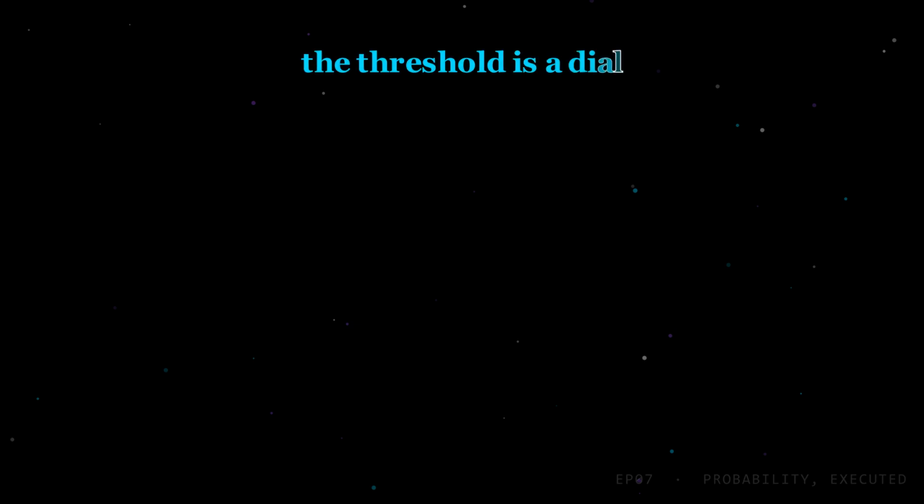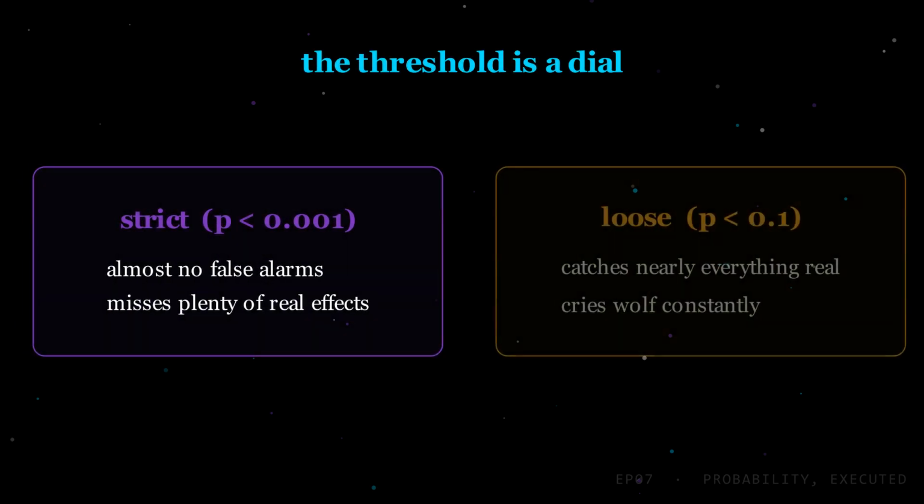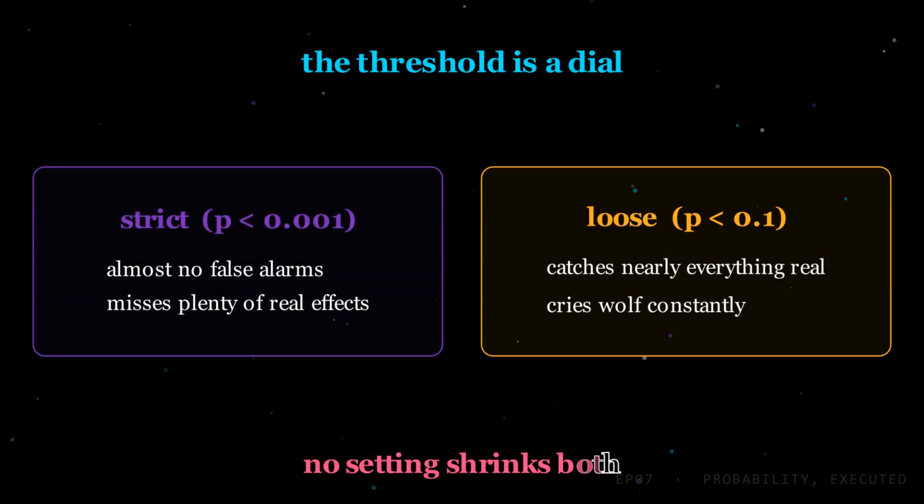Now here's the part that makes it a trade-off rather than a checklist. Your significance threshold is a dial. Turn it strict, demand P below 0.001, and you almost never raise a false alarm, but you'll now miss plenty of real effects. Turn it loose, accept 0.1, and you catch nearly every real effect while crying wolf constantly. Move the threshold, and one error rate falls exactly as the other rises. There's no setting that shrinks both.